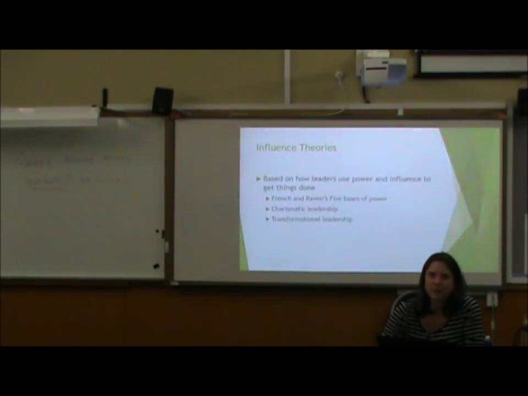Influence theories are based on how you use power and influence to get things done. Okay, so in organisation and management, we looked at the fact that people get power from different sources. Like you've got coercive power, or you've got reward power, or expert power, referent power. Do you remember those? No? Or do read the terms.